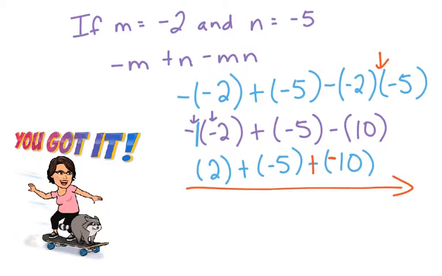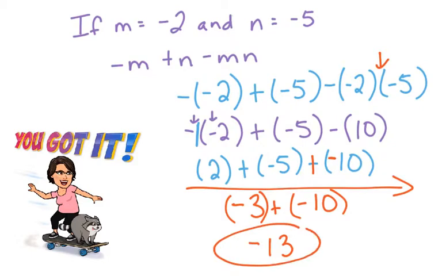So +2 plus -5 is -3 plus -10. They both are negatives. So 3 plus 10, that's rule number 1, is 13. And they're both negative, so we keep our negative sign. So -13 is our final answer. You got that right? Great job. You missed that. Okay, no worries. Hopefully you saw where you made the mistake. We're just learning. No big deal if we make mistakes, right?